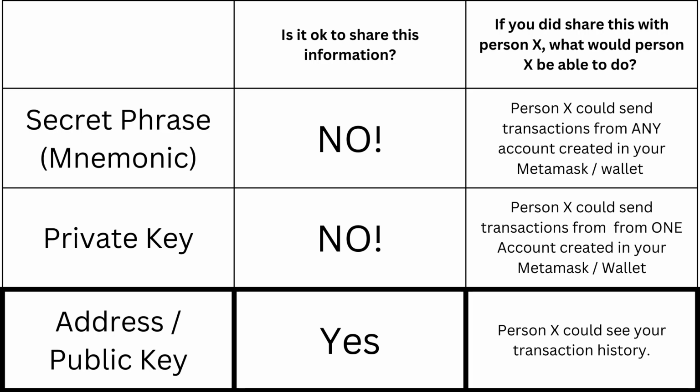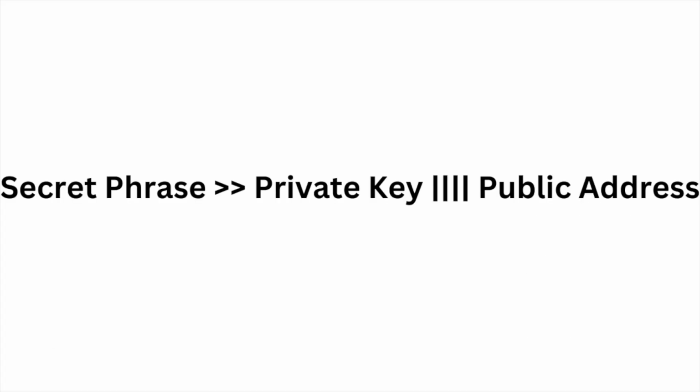Your private key is access to that single account, and then the public key or address, anybody can have access to, and it's cool for anybody to have access to. So when I'm thinking about the security of my MetaMask or my wallet, this is the order that I think of it in. The seed phrase or mnemonic or secret phrase is incredibly important. Protect this at all costs, because if somebody else gets access to this, they will have access to all of your accounts. The second most important is the private key, because if somebody gets access to that, they will get access to a single account. And then your public key or address, which, whatever, it's public.